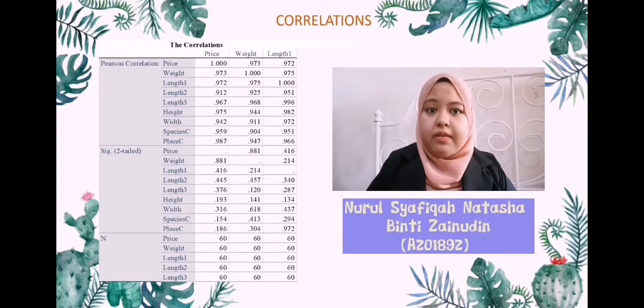Next, the value of R shows a significant correlation between price and length 1, which is 0.972. And lastly, the value of R between weight and length 1 is 0.975. All of these values are lesser than 1. Thus, we can conclude that there is little or no correlation between the 3 variables.